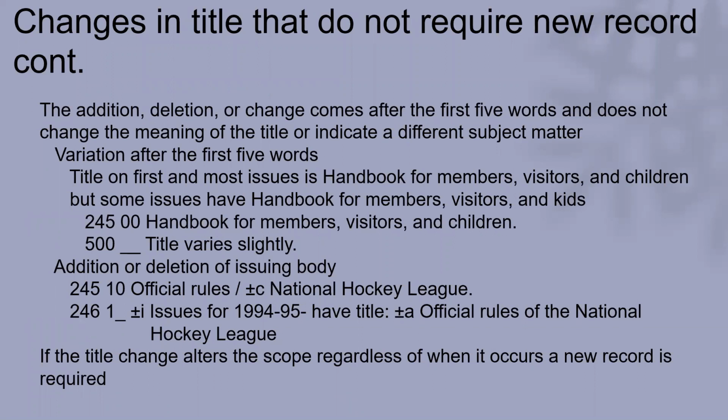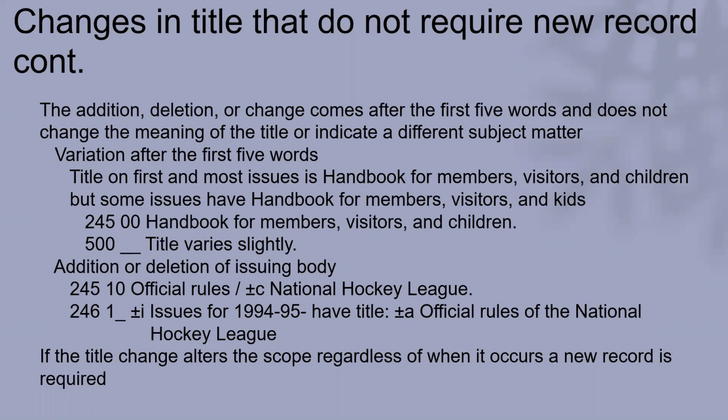Here's some more information on changes in title that don't require a new record. There's a rule called the first 5 rule, or it would be 6 if you have an initial article, since we skipped the initial article anyway. You want to count all the words regardless of their significance. And so if you did have an initial article, you'd count 6. If you didn't, you'd count 5.